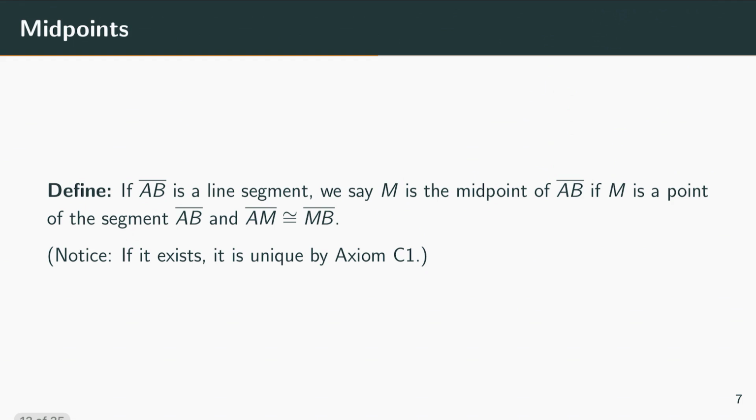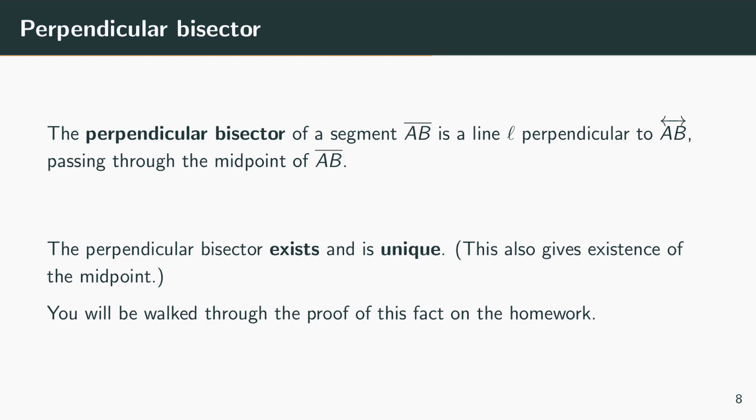However, if it exists, it's going to be unique from axiom C1 of Hilbert's axioms. Right? So at the very least, I'm allowed to say that it is the midpoint rather than a midpoint. There's at most one midpoint to a line segment. We'll see in a moment that it is precisely one.